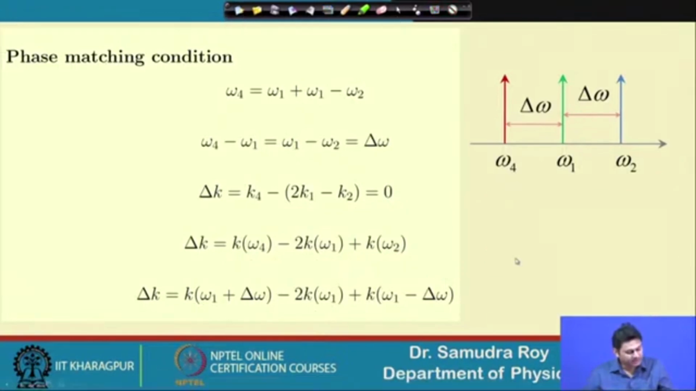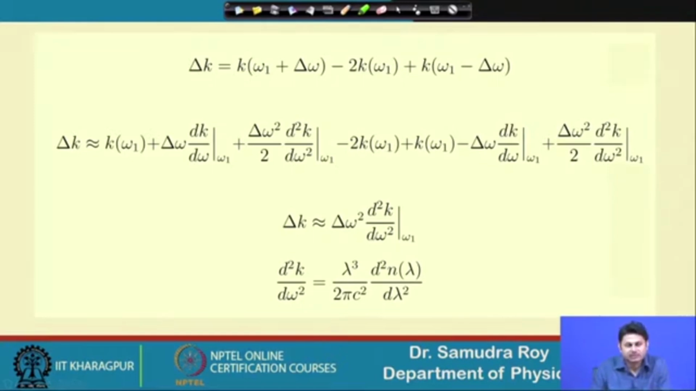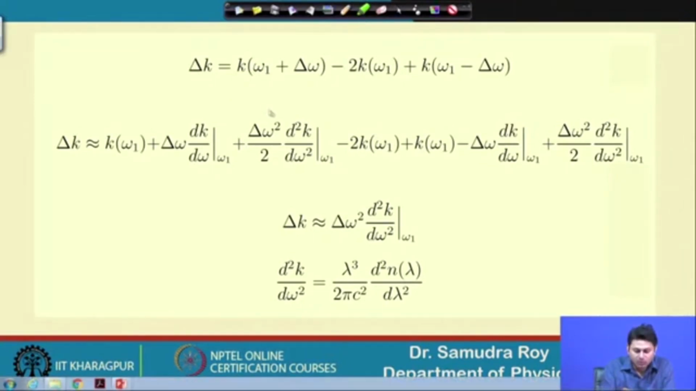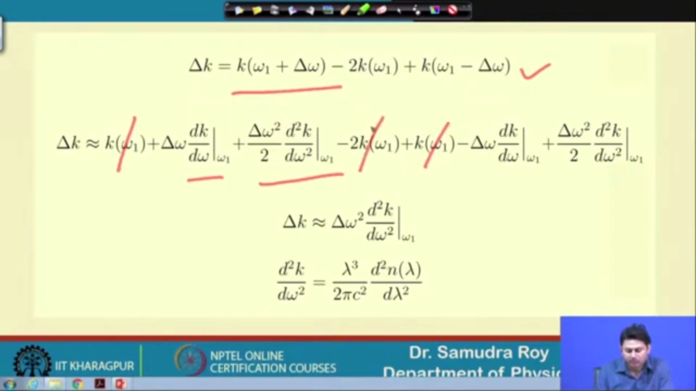Once I write delta k in terms of omega, the next thing we do is expand in a Taylor series. So k of omega 1 plus delta omega can be expanded as k of omega 1, plus delta omega dk d omega at omega 1, plus delta omega squared divided by 2 d2k d omega squared at omega 1. We just take terms up to second order, and do the same for the minus term. You can see that k of omega 1 cancels out with the other k of omega 1 terms, including the 2k of omega 1 with the negative sign. Delta omega dk d omega also cancels out, and eventually we have delta k equal to delta omega squared d2k d omega squared at the frequency omega 1.